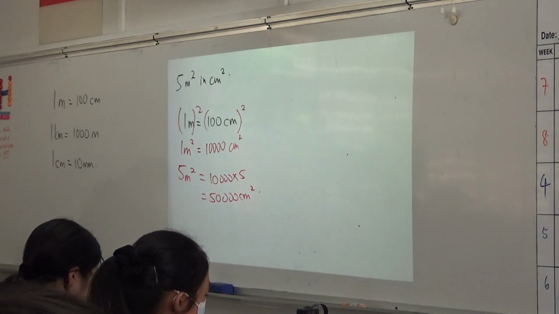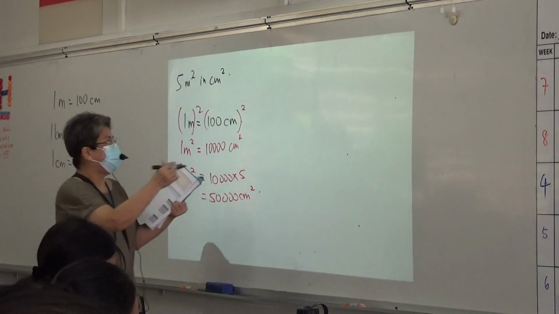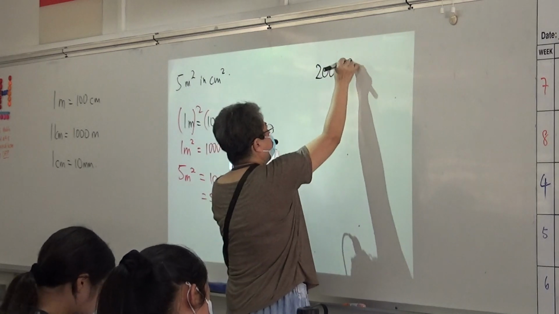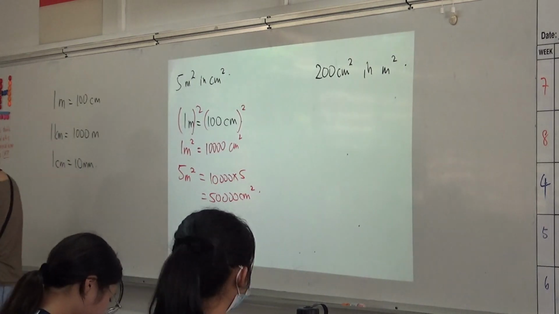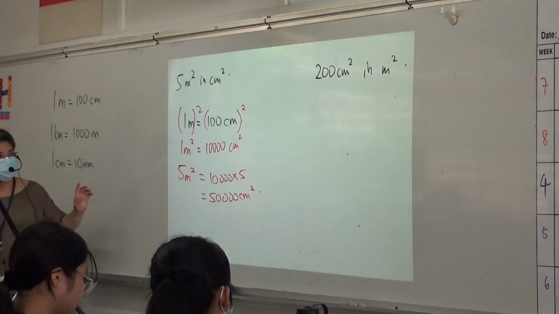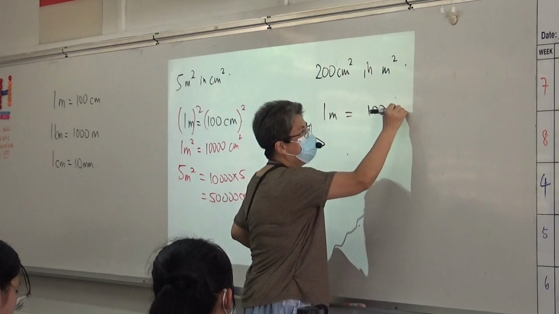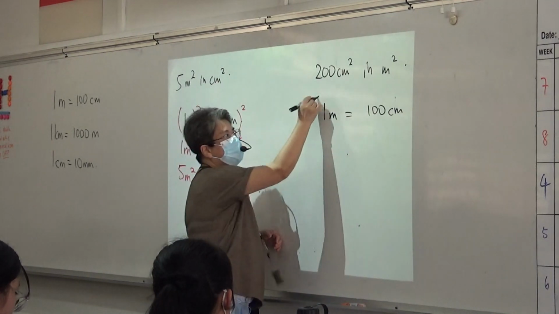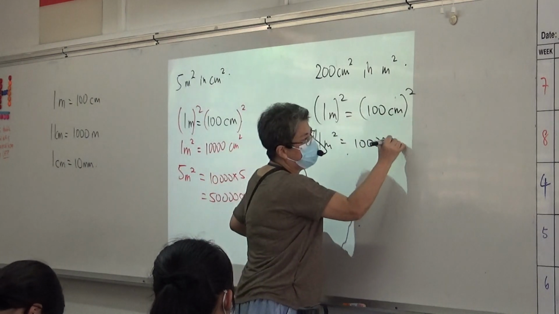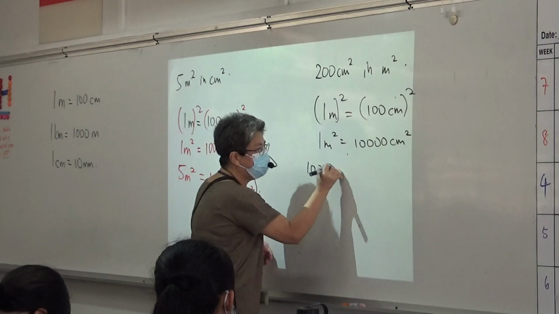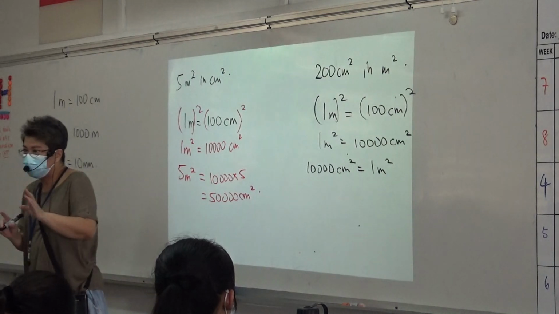All of you look at part B. What did it say? 200 cm square in meter square. Now, I'm going to do this. 1 meter, I always start with this. Then I square both sides. So 1 meter square is 10,000 cm square. Now, is it okay if I write 10,000 cm square is 1 meter square? Yes. It's just like conversion of money, it's the same.